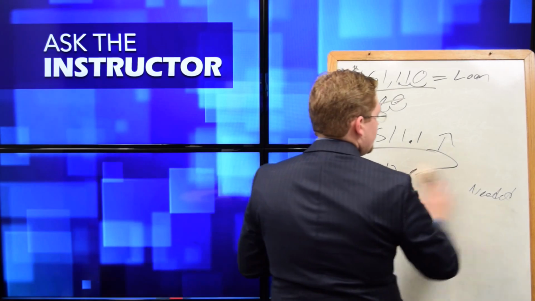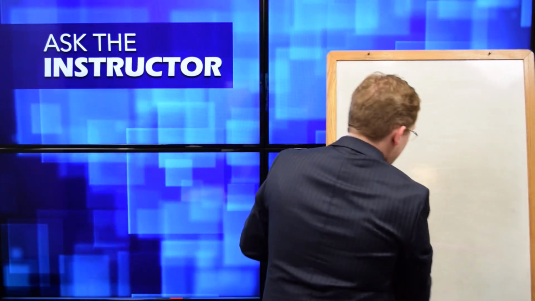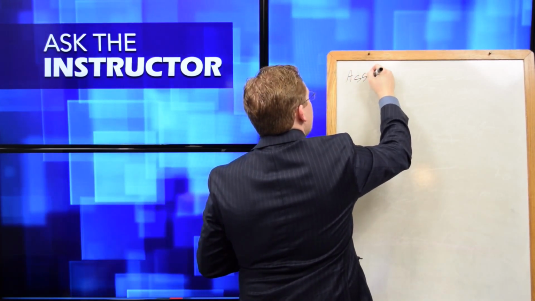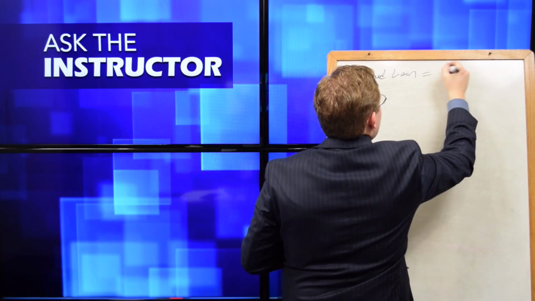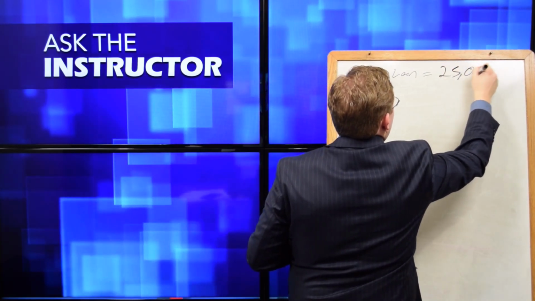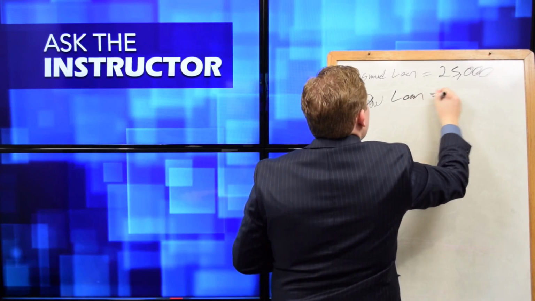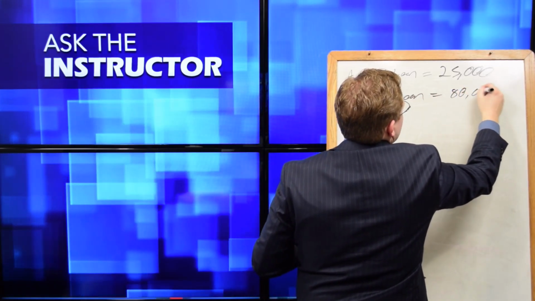So let's try another one. Let's do a compound question here. Let's say that the buyer is assuming a mortgage, so we have an assumed loan of, let's say, $25,000, and we have a new loan of, let's say, $80,000.